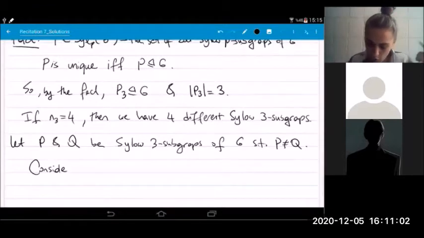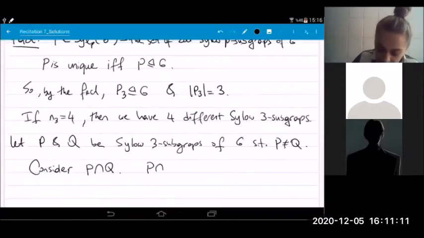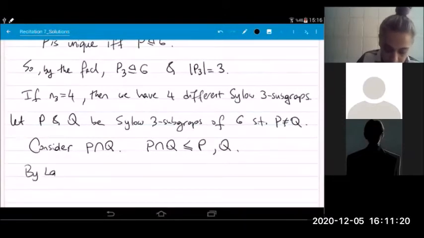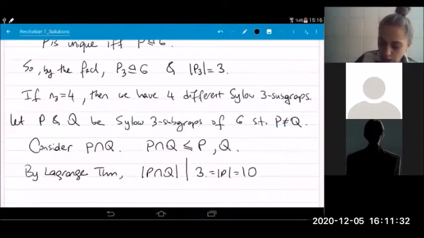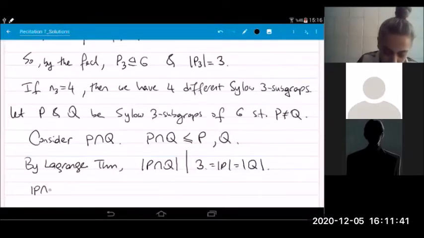Okay. So what were we considering? Consider the intersection of these two subgroups. We know that the intersection is contained in both P and Q. So by Lagrange's theorem, the order of P intersection Q should divide 3, which is the order of P and the order of Q, because these are Sylow 3 subgroups. So what are the possibilities for the order of this intersection? The order of this intersection may be 1 or maybe 3.